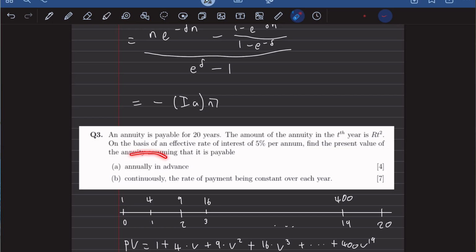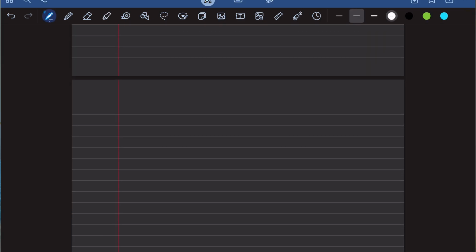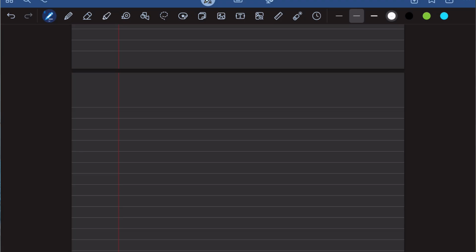So that was annually in advance. Now B says continuously, the rate of payment being constant over each year. So now let's draw a timeline for what this kind of thing would look like. Instead of paying at the beginning of the year, we're paying continuously throughout the year. So I'm going to draw my number line, starting at time 0, ending at time 20, and let's put a few points, time 1, time 2, time 3. Between time 0 and time 1, we're going to be paying 1 rand continuously throughout the year.